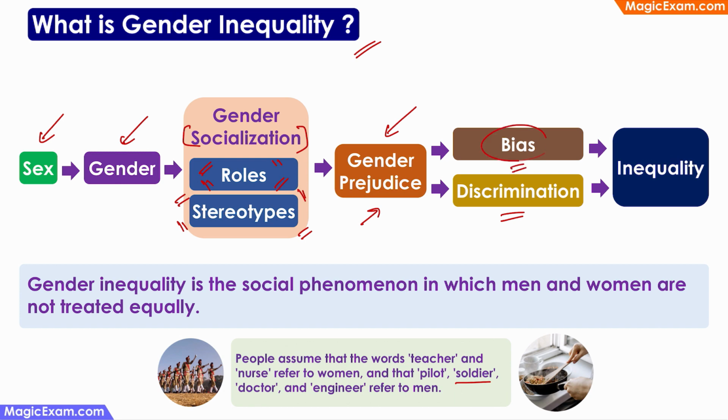And this bias or discrimination towards a specific gender leads to inequality. So gender inequality is nothing but the social phenomena in which men and women are not treated equally.